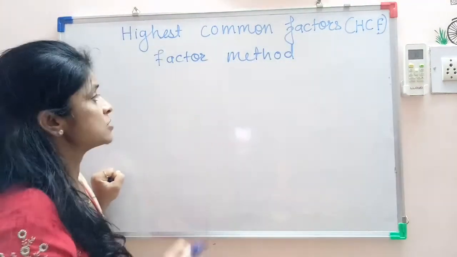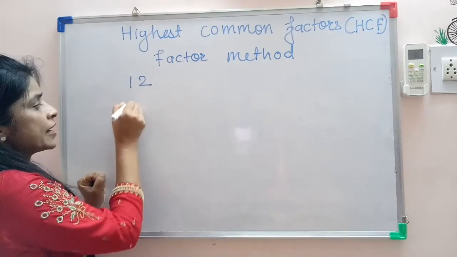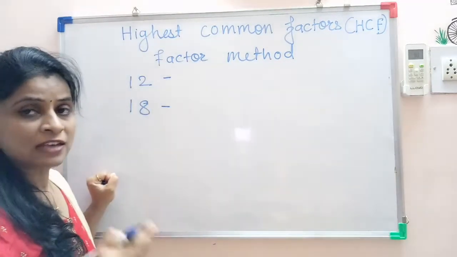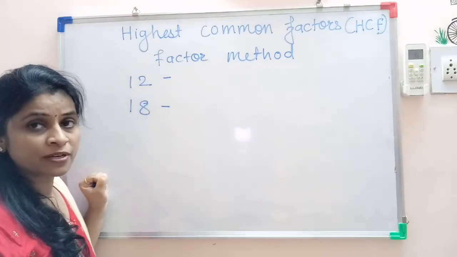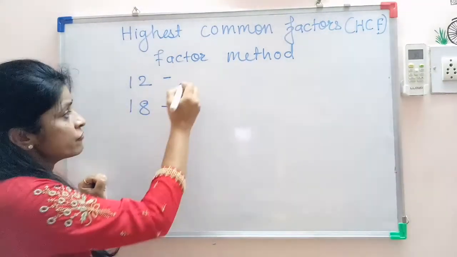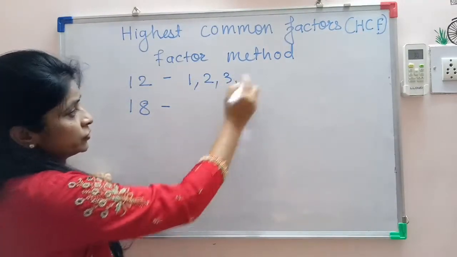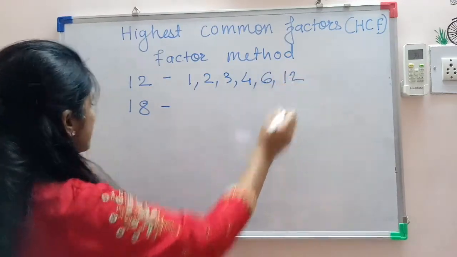Now let us take two numbers, that is 12 and 18. Now student, first of all, as I taught you how to take out the factors of a number, we will list the factors of 12 first of all. 1, 2, 3, 4, 6 and the number itself.